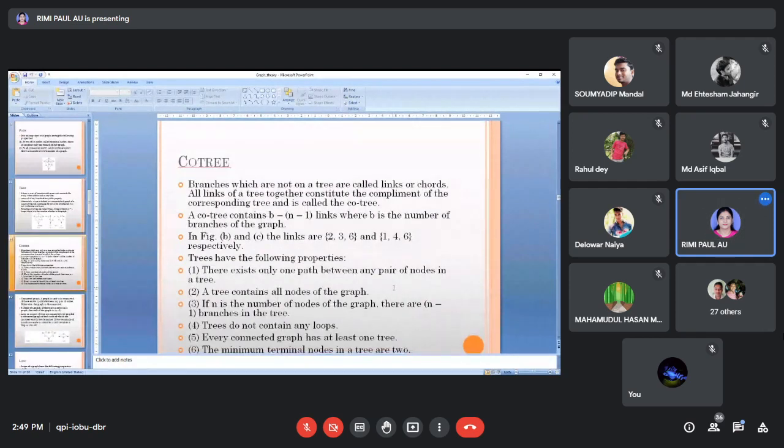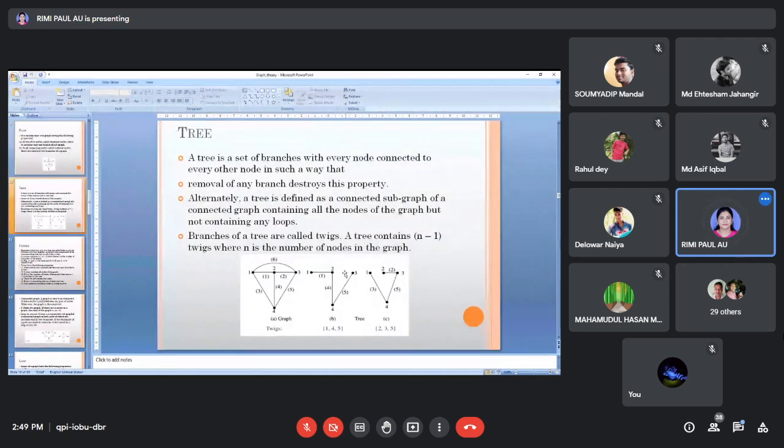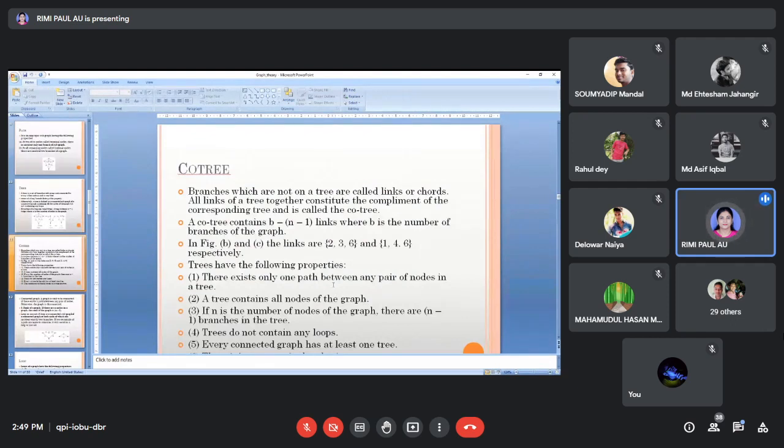Next, co-tree. Branches which are not on the tree, as I mentioned, are called cords or links, and that is also known as the co-tree. All links of a tree together constitute the complement of the corresponding tree and are called the co-tree, right? So if we take these twigs, you can see this is the complement of this tree, and that is known as the co-tree.